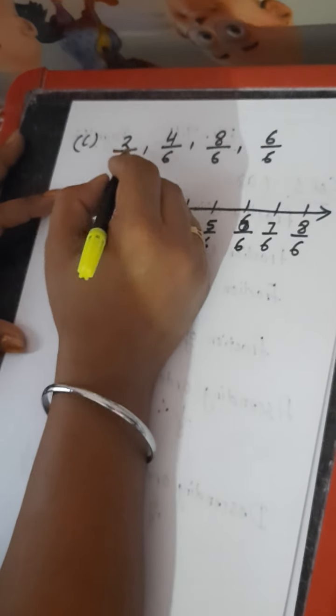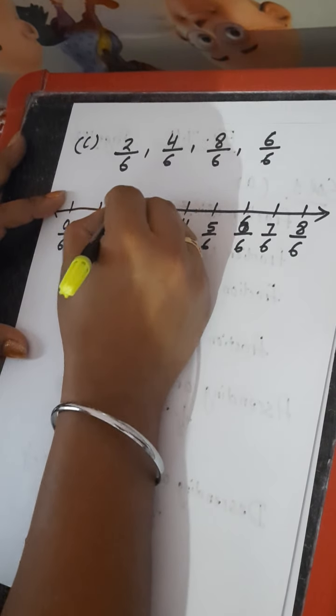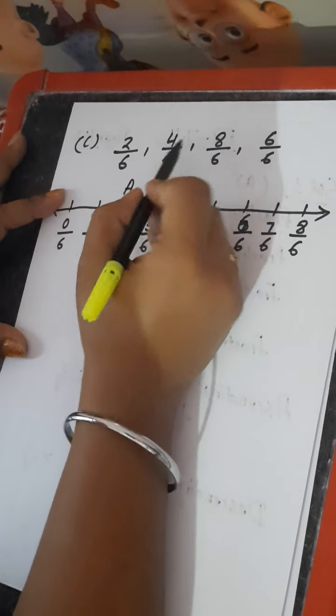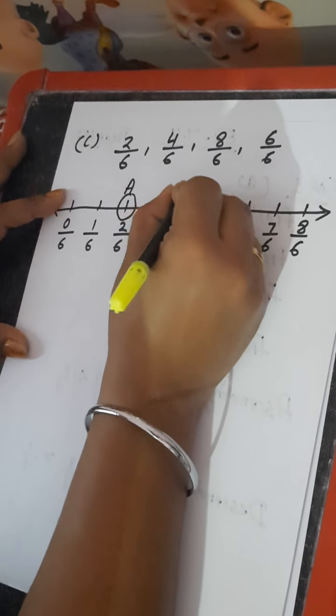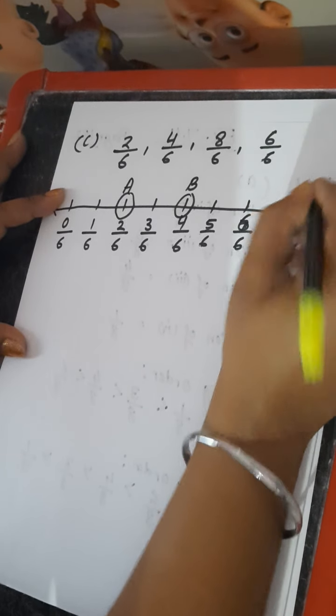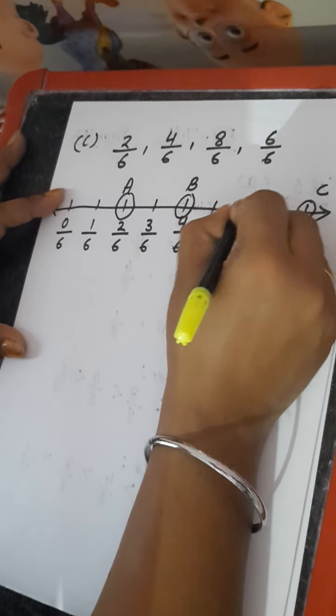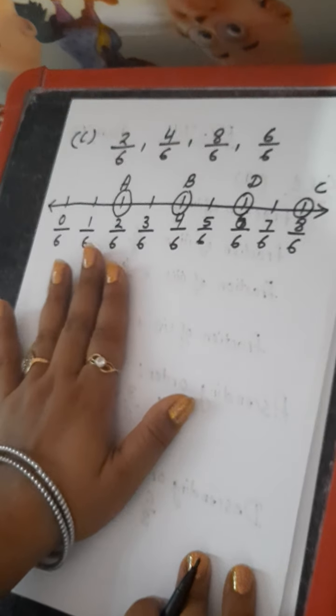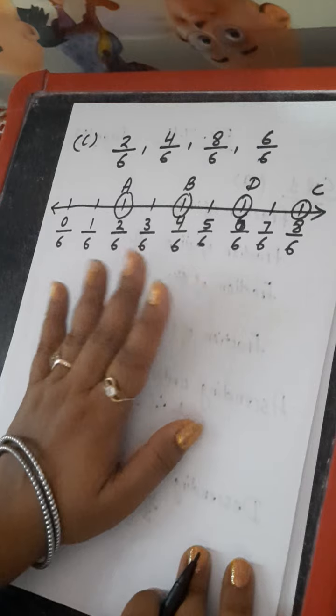Here I have to locate 2/6, encircle it, write A. Then 4/6, encircle it, write B. 8/6, encircle it, write C. 6/6, encircle it, write D. So in this way I locate all the fractions on the number line.